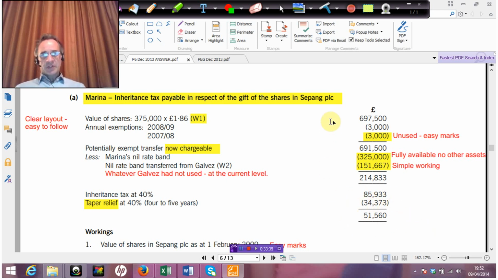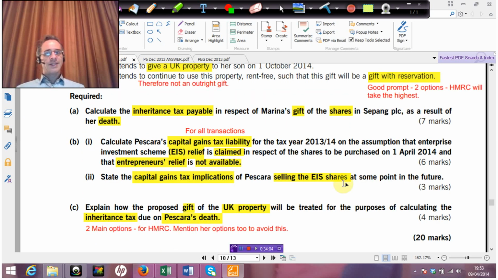So you can see here, there's some tricky marks. In other words, let's just say the Galvez issue and the transfer of the nil rate band. Let's say that we missed that, but we're going to get marks here, here, and here, and here. So even if we'd ignored this Galvez issue and just literally used the quarter up rule, taken a couple of 3s off, or even 1, we probably would have passed this question. I mean, the marks on this, I think, were 7.